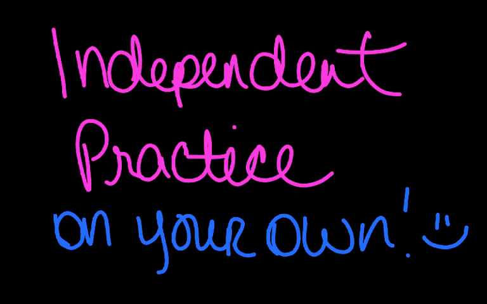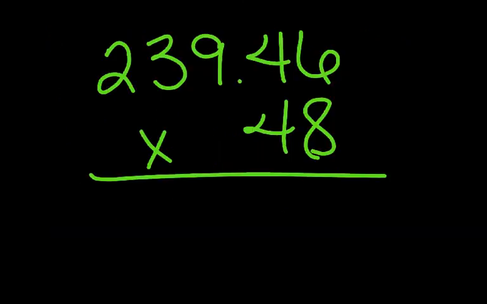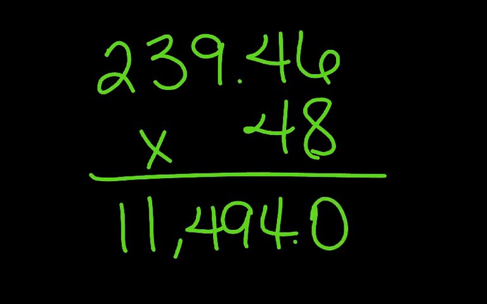All right, go ahead and flip it over. Do the independent practice on your own. Remember, this time you're multiplying by 48 because it's 4 years. Comes out to $11,494.08.